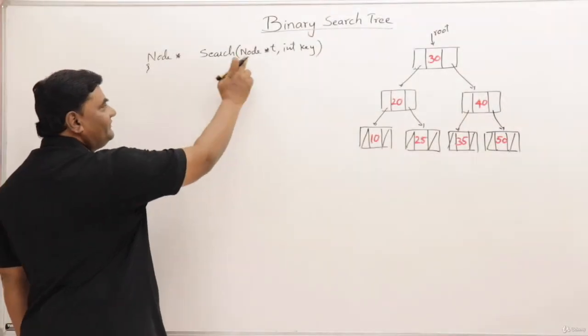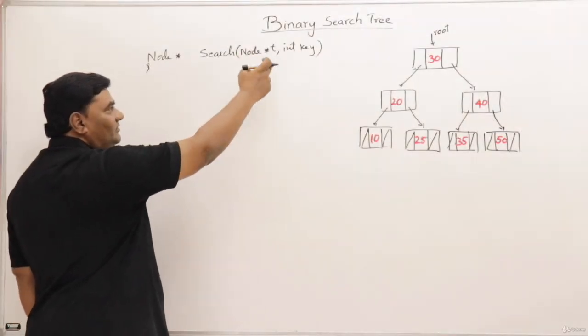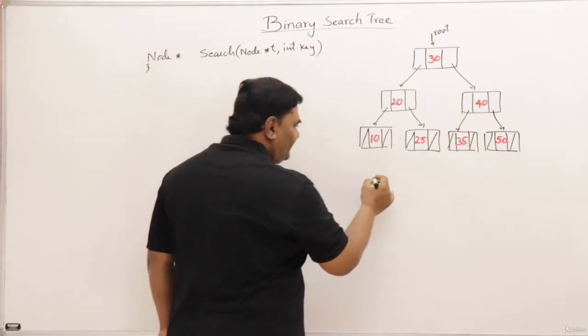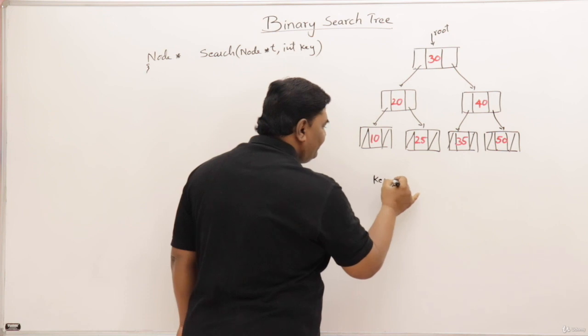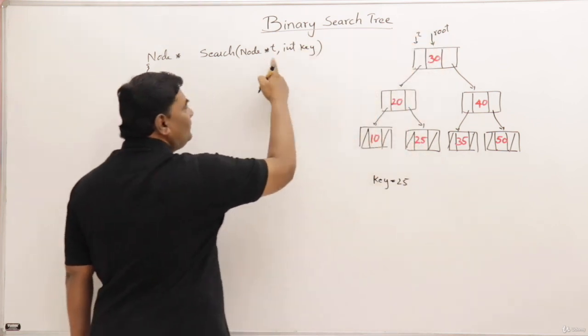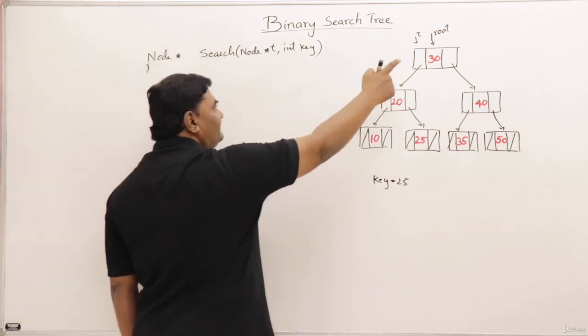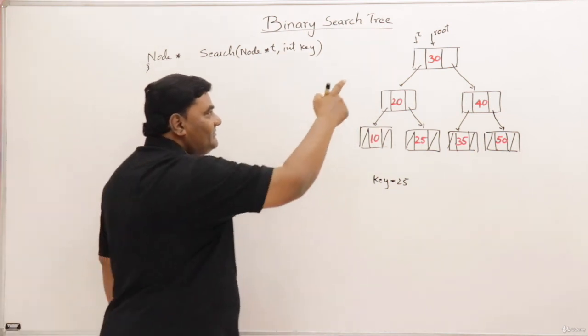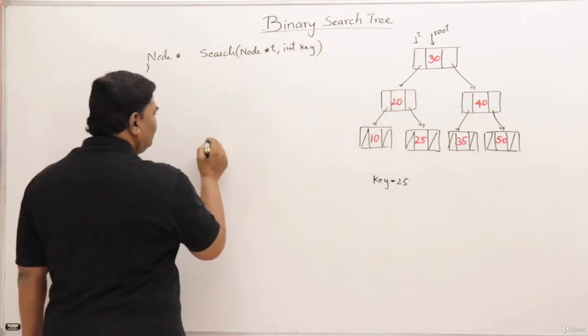So the search function takes a pointer to a root node and the key that we want to search. Suppose we want to search for a key 25, then t starts from root. So t is at root. When we call this function, we'll be passing root to this function. Now what does it do? Every time it checks the data with the key.